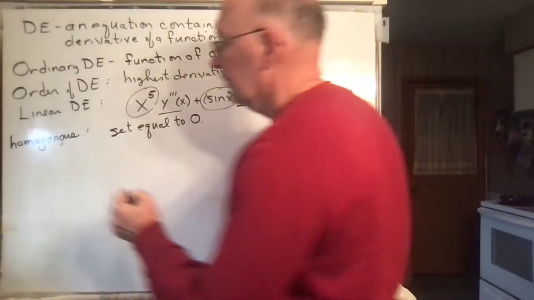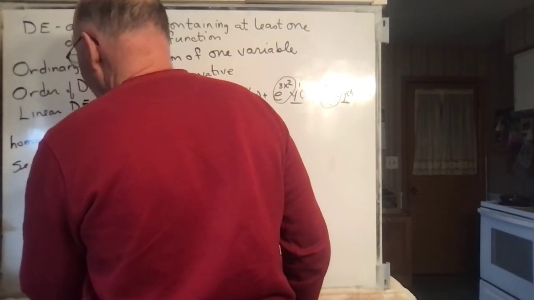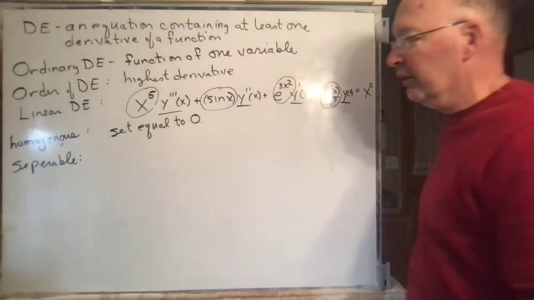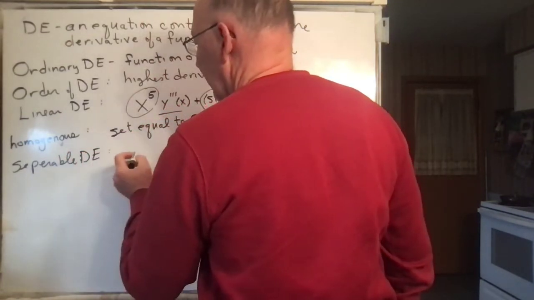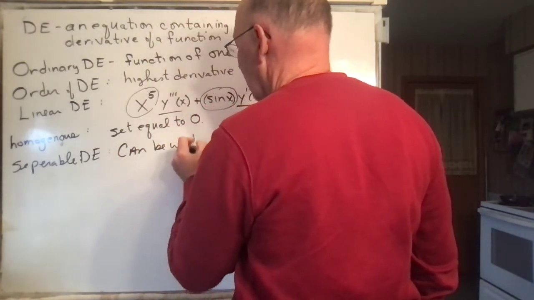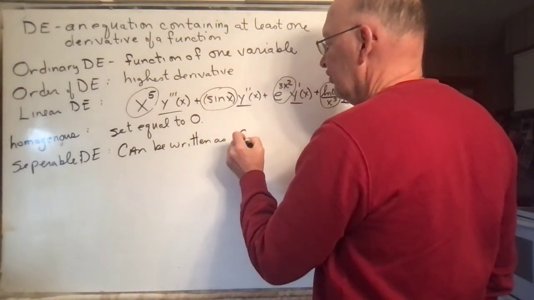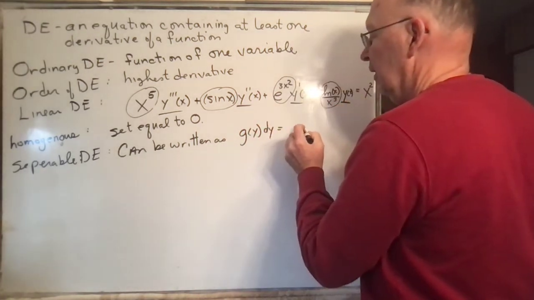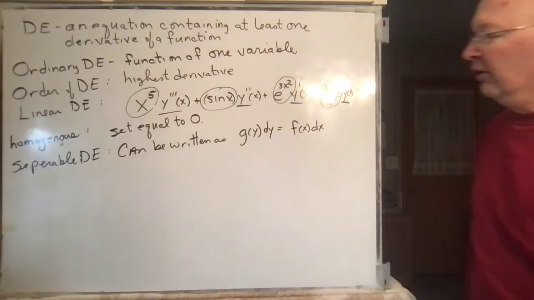And then separable. This is the one I mentioned in the first lecture. First lecture was a separable differential equation. A separable DE is one that can be written as some function dy is equal to some function dx. Okay, it can be written like that.